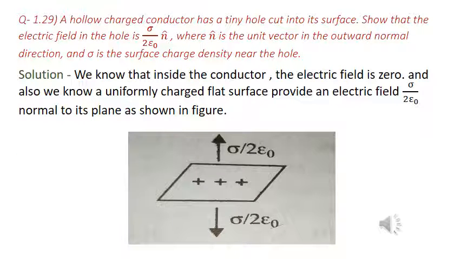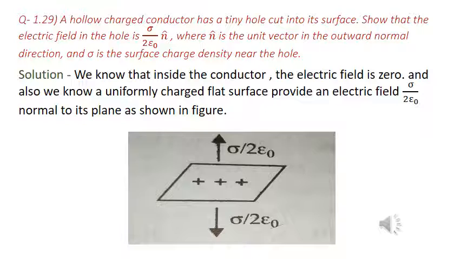Question number 1.29. A hollow charged conductor has a tiny hole cut into its surface. Show that the electric field in the hole is sigma by 2 epsilon naught n cap, where n cap is the unit vector in the outward normal direction and sigma is the surface charge density near the hole.